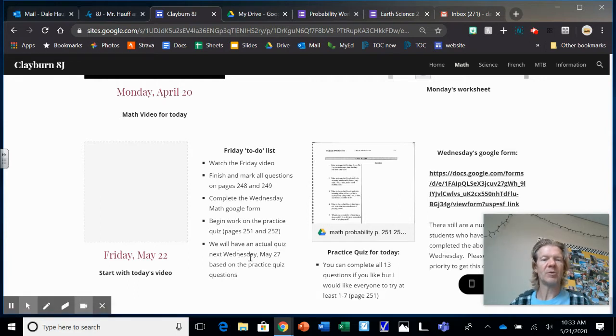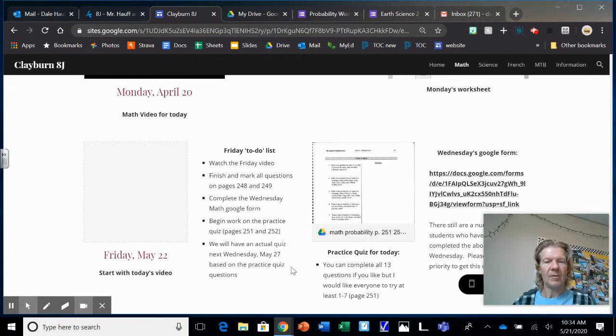And then we have an actual quiz next Wednesday, May 27th. And it's going to be on everything that we've done on probability so far. There aren't that many things, no matter what we do or what kind of problem or how complicated. You just make a fraction, right? You just find out how many different outcomes there are. That's your denominator. Find out how many ways there are to get your desired outcome. That's your numerator, and then you make a percent. That's the same every single time. So we're going to look at some of those today.